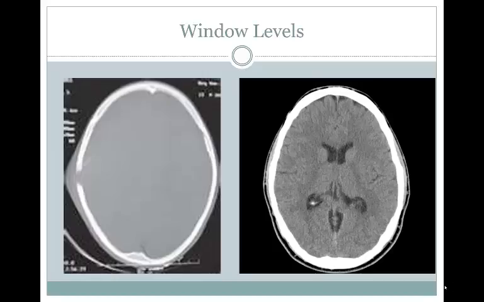Different levels, window and level. You could do soft tissue or bone level, window and levels.